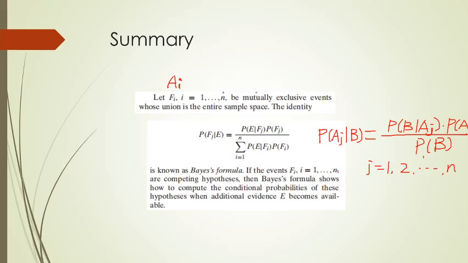You can refer to it as: when the effect B occurs, what is the probability that the first cause it comes from? What is the probability if it's because of the second cause? What is the conditional probability if it comes from the nth cause, right? It comes from the nth cause.